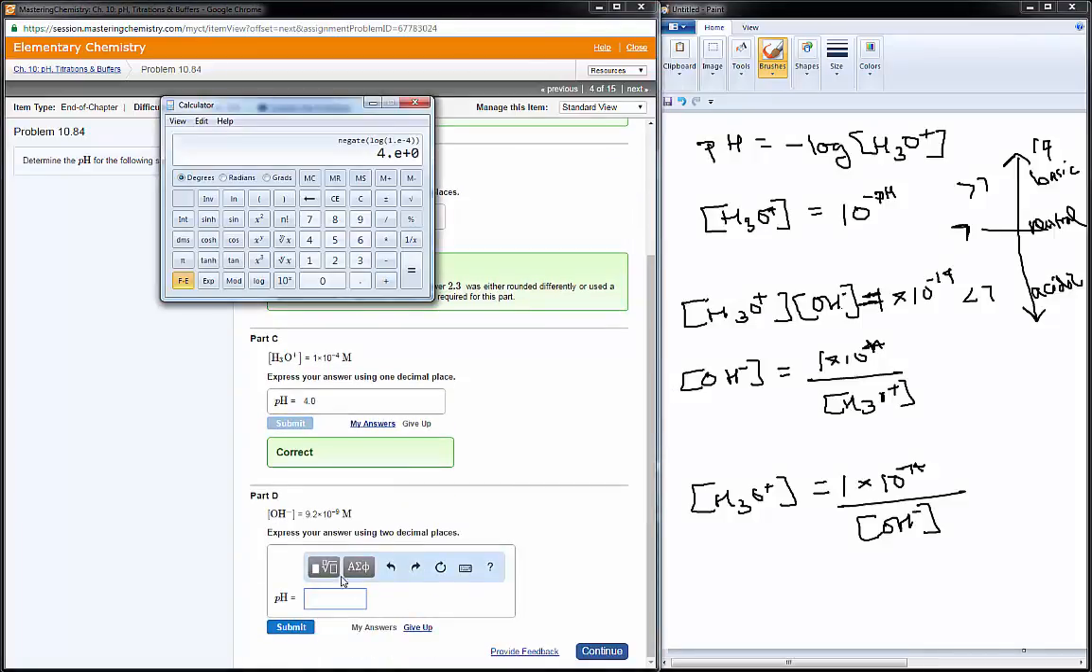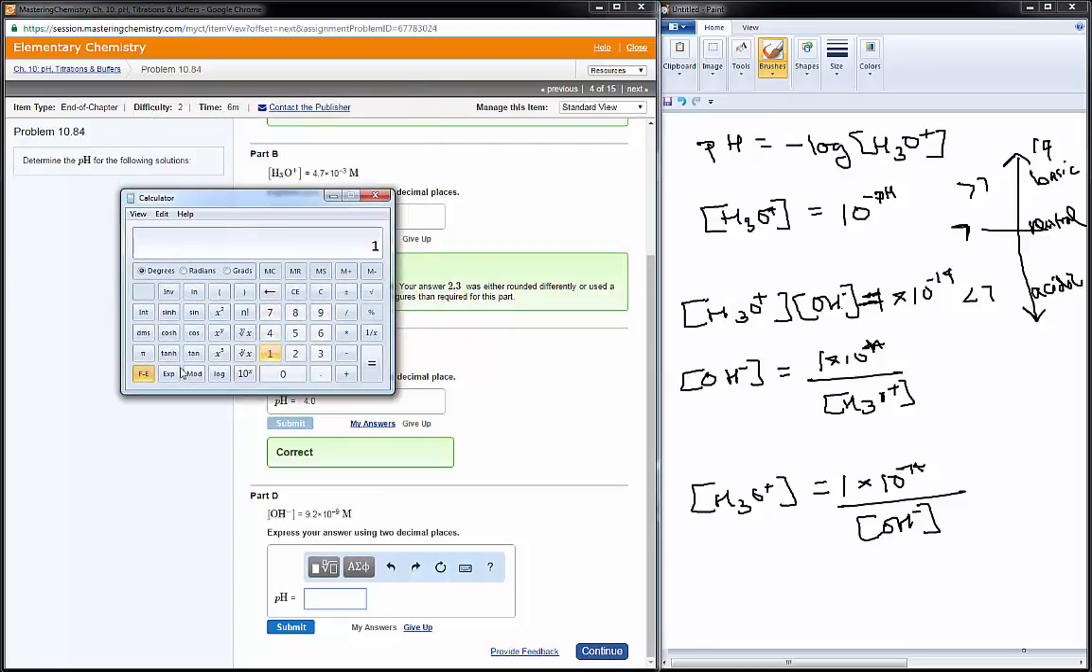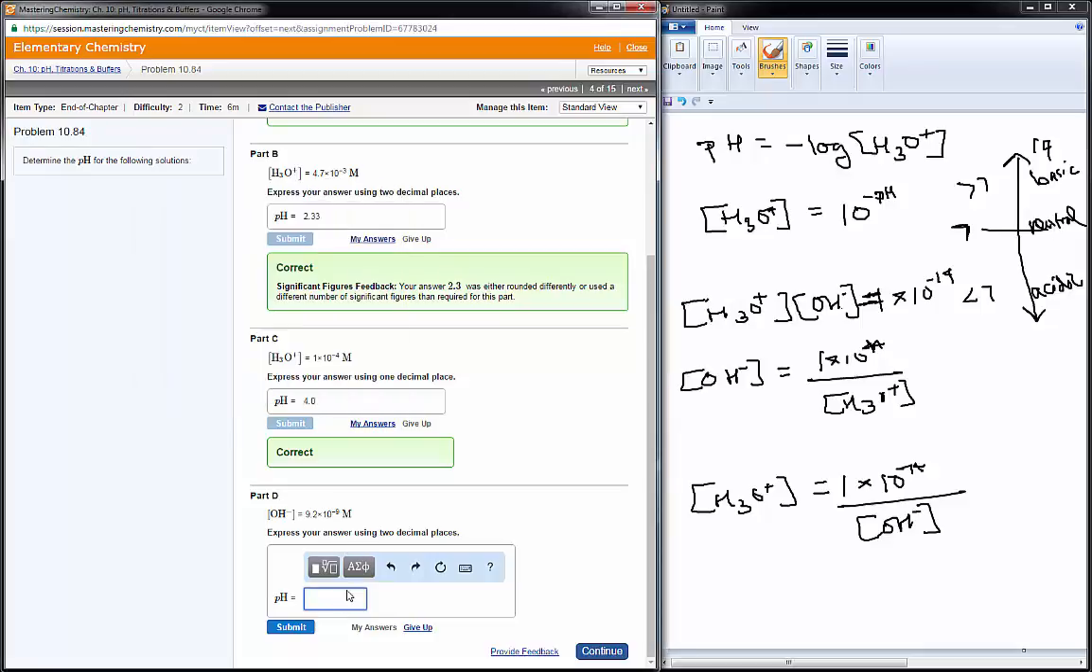And finally, another one here where I'm given the hydroxide concentration. So I have to take that extra step of 1 times 10 to the negative 14th, divide that by the hydroxide, 9.2 times 10 to the negative 9th. That gives me my H3O plus concentration. And then I can plug that into this top equation and say the log of that, the negative of that log, gives me a pH of 6.0.